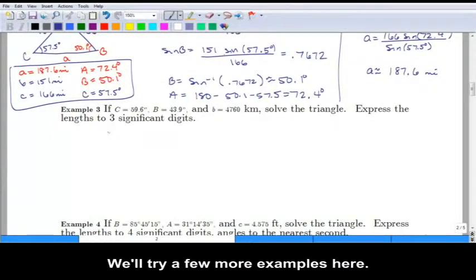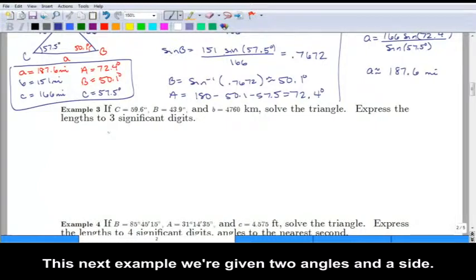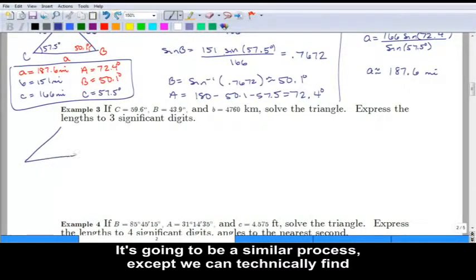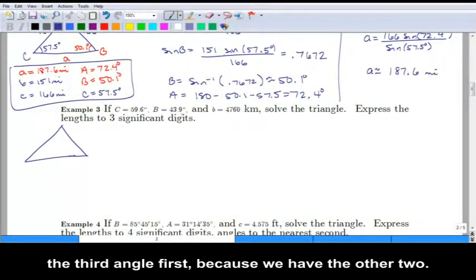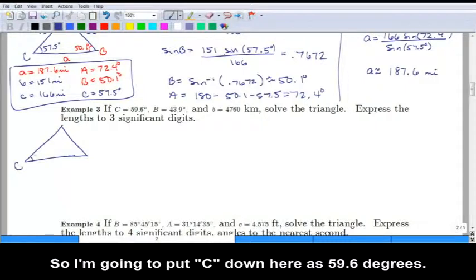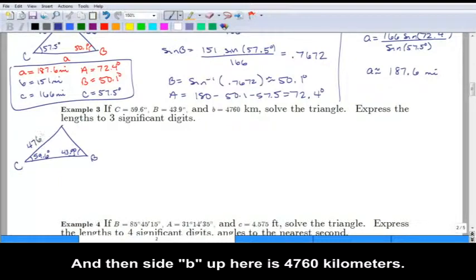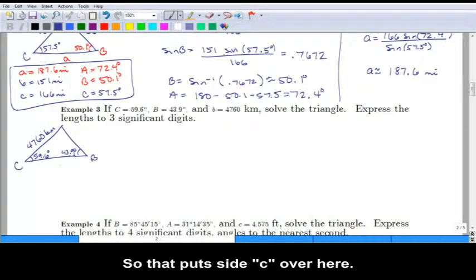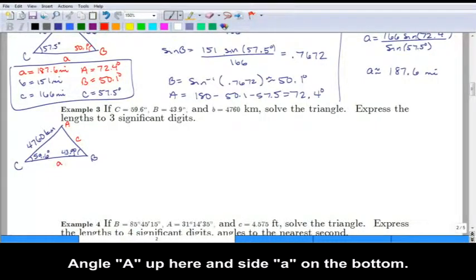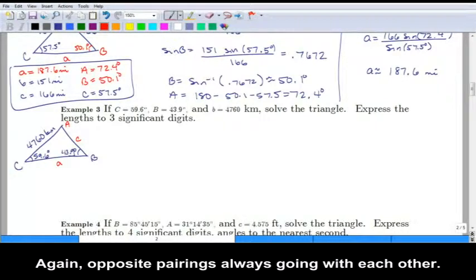Try a few more examples here. This next example, we're given two angles and a side. It's going to be a similar process, except we can technically find the third angle first because we have the other two. So I'm going to put C down here as 59.6 degrees, angle B over here as 43.9 degrees, and then side B up here is 4760 kilometers. So that puts side C over here, angle A up here, and side A on the bottom. Again, opposite pairings always going with each other.